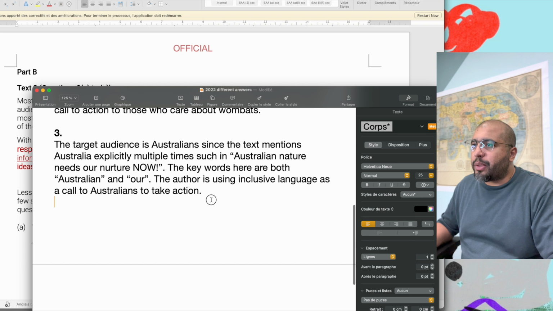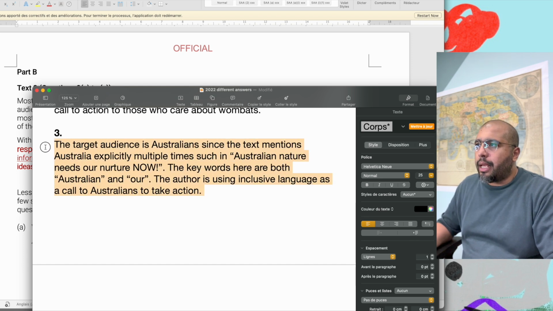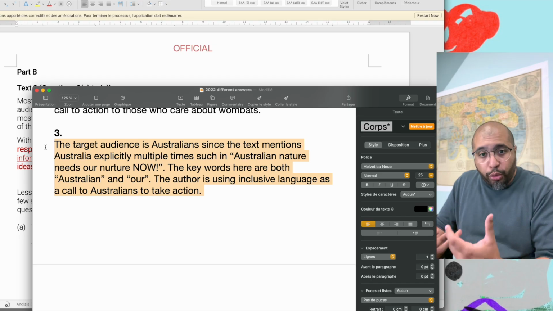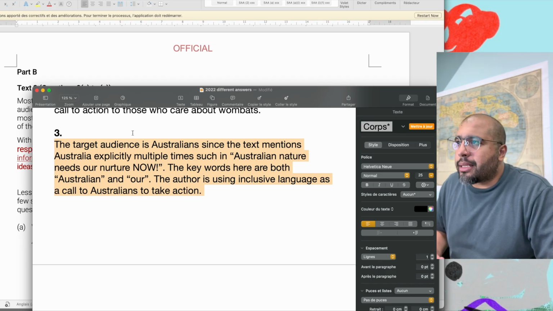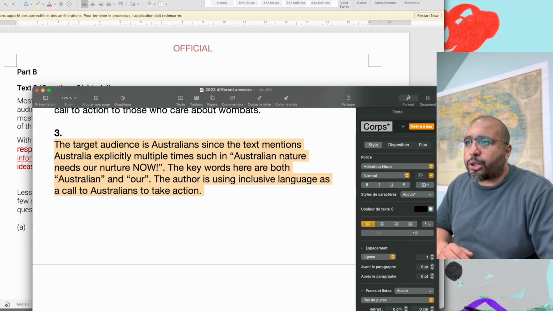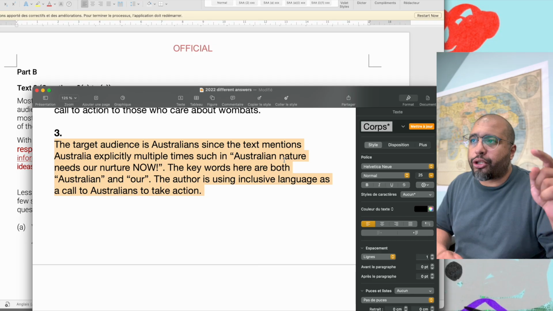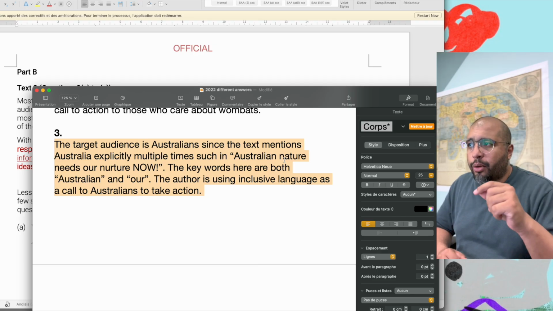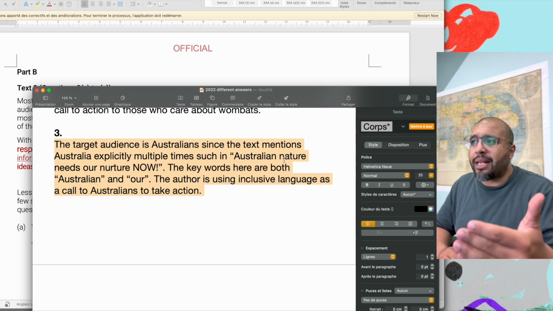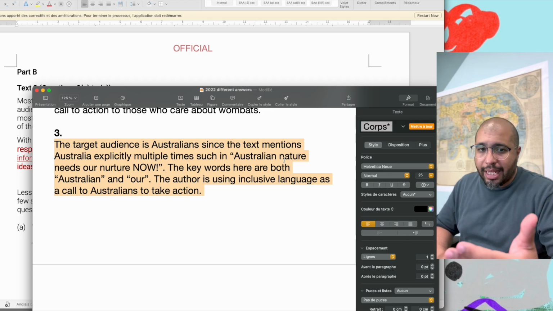And this response here is an example of a successful response. This is a response that would get a full mark. The target audience is Australian since the text mentions Australia explicitly multiple times, such as in "Australian nature needs our nurture" now. The keywords here are both "Australian" and "our". The author is using inclusive language as a call to Australians to take action.